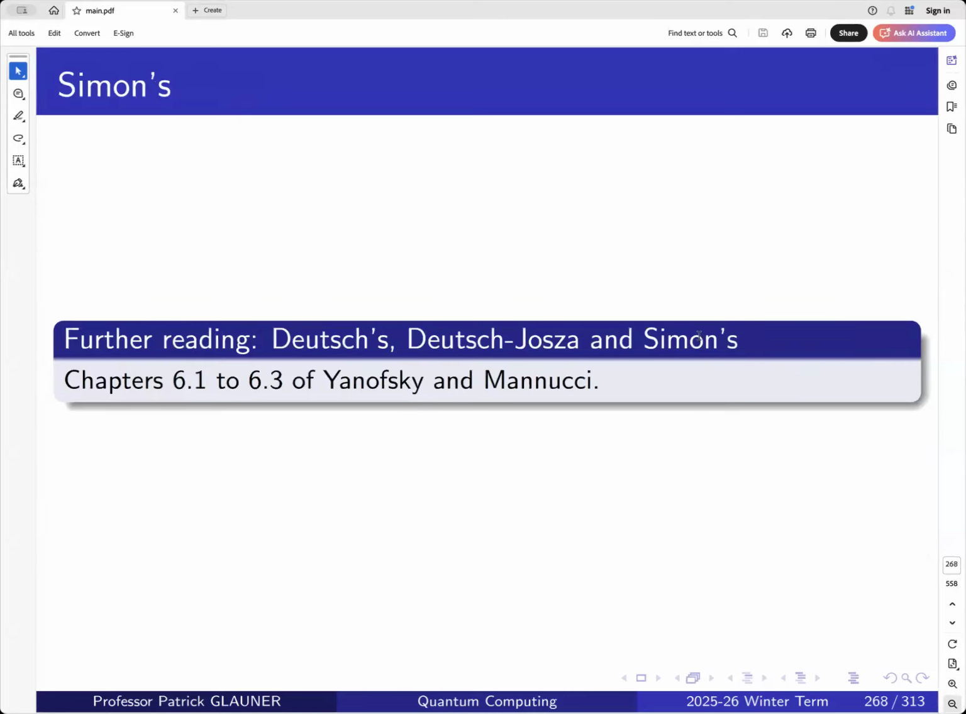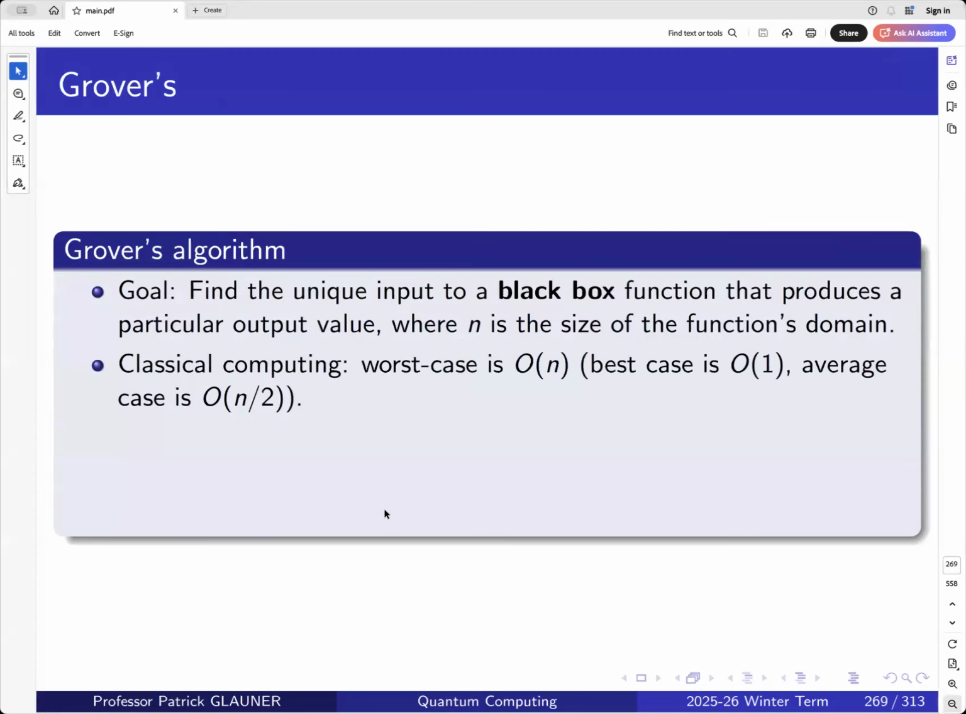There's also Simon's algorithm, some other toy problem, and these three algorithms, so Deutsch, Deutsch-Jozsa, and Simon's, are described in the book. Feel free to look them up. Some students may pick this also as a seminar topic every year, one of these algorithms, and explain to us in detail how these algorithms work. So after these toy algorithms, we will now look at two real-world algorithms that have real consequences.